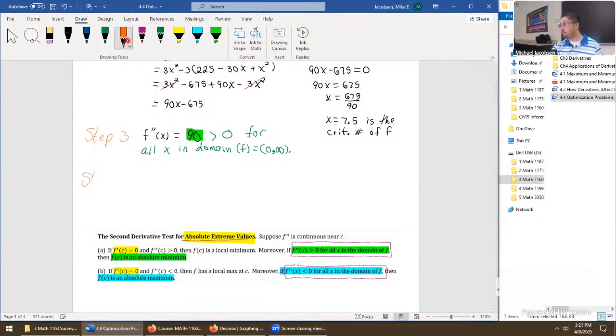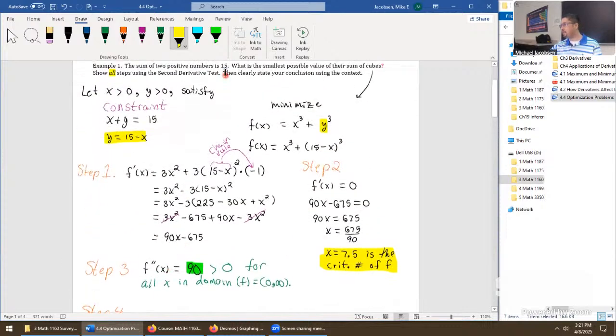This takes us to step 4. Step 4 is just a conclusion. We have an absolute minimum, and it's referring to f at the critical number. Here's our critical number, 7.5. We just plug it into our function f, and we get the minimum. So let's check our instructions one last time. It said, what is the smallest possible value, that's the output of the function f, of their sum of cubes?